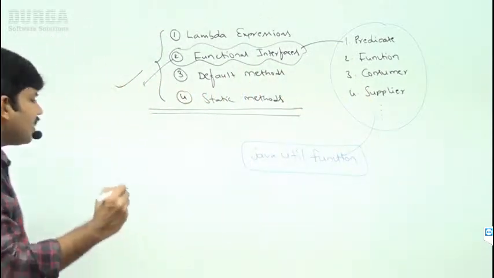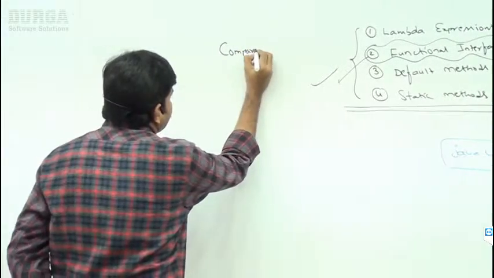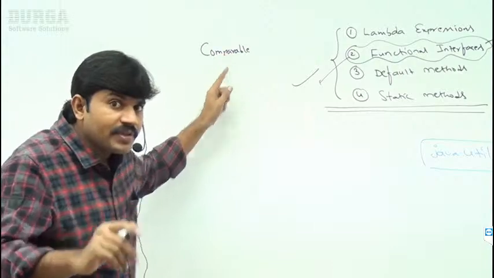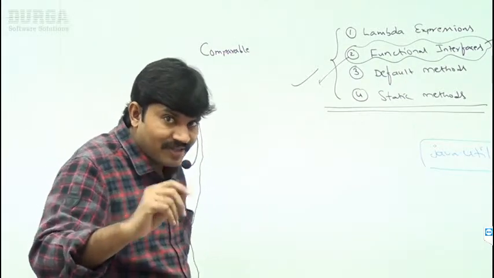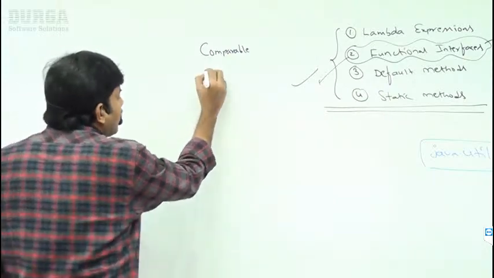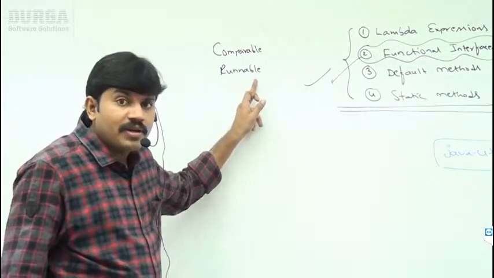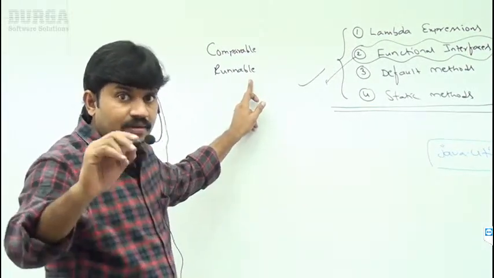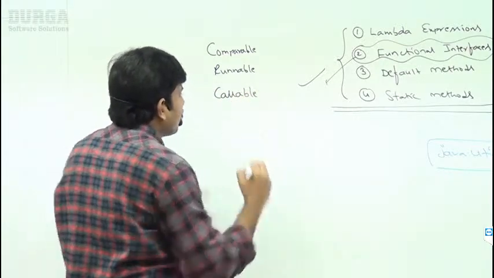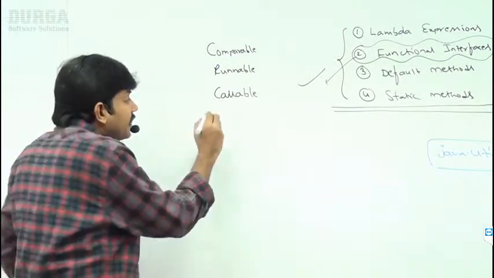Sir, can you give an example of functional interfaces? Comparable. Comparable interface contains only one abstract method. What is that method, sir? The compareTo method, right? Similarly, Runnable. Runnable interface contains only one method, the run method only. Callable interface also contains only one method. What is that method? The call method, right?